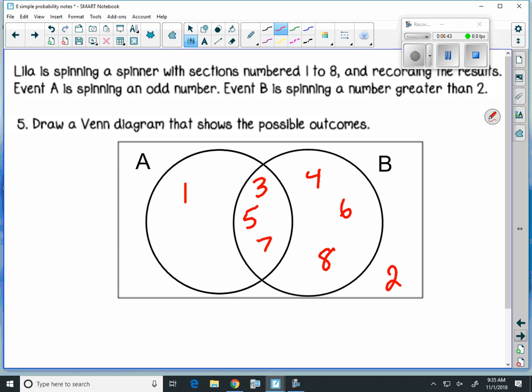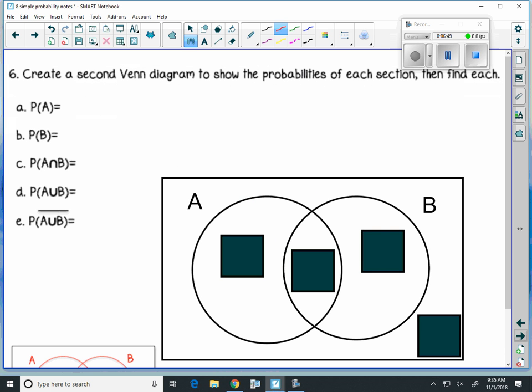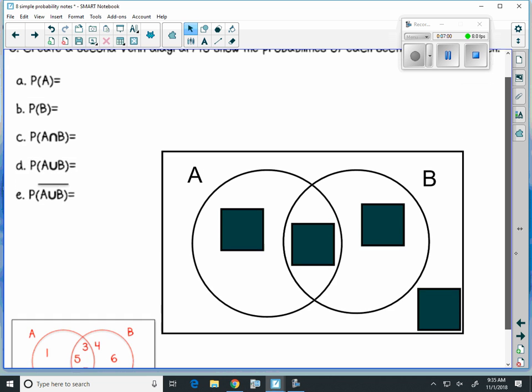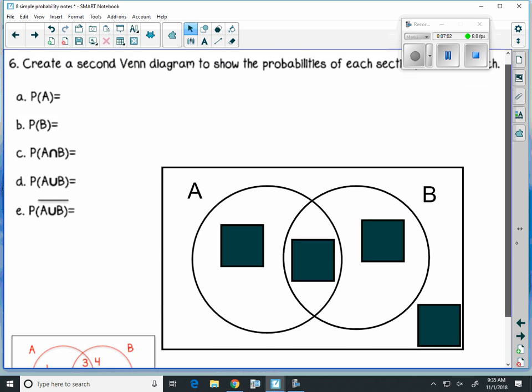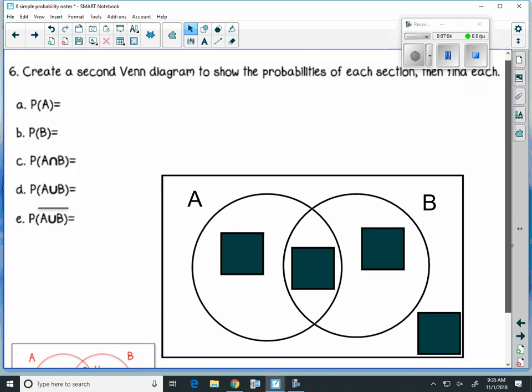Any questions for me on filling in a Venn diagram like that? Okay. All right, now this is a little bit different. This section I'm not super fond of, if I'm going to be honest with you, but that's okay. It says create a second Venn diagram to show the probability in each section.